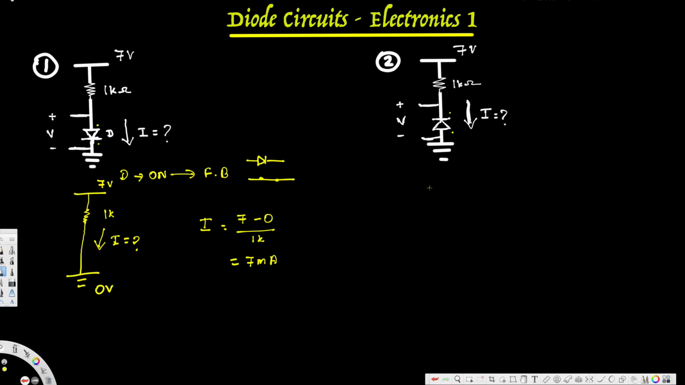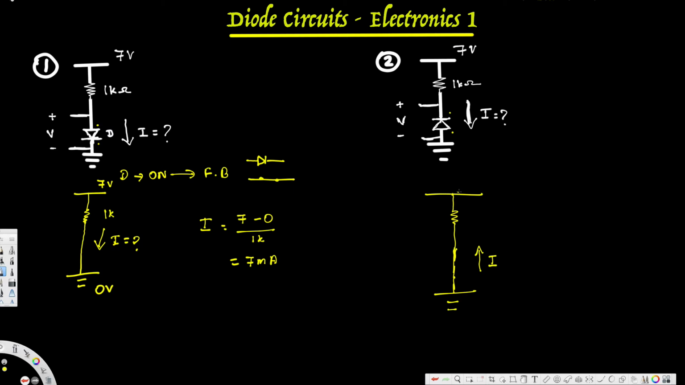When we draw the new circuit, if we assume the diode is on and short circuit it, we have to put the current from anode to cathode in this direction, right? And then we have to calculate the current. We take this off, short circuit this one, and see whether we get a positive current answer.